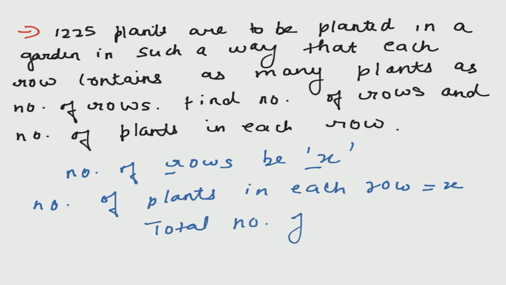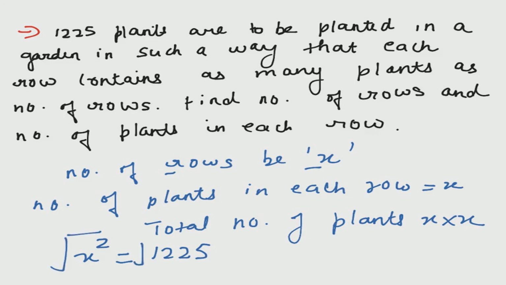So now, what will the total number of plants become? The total number of plants will become x times x, because the number of rows and the number of plants in each row are the same. It will become x square, and we are given how many plants? 1225. So now we will take the square root on both sides. So what will it give us? x equals the square root of 1225.